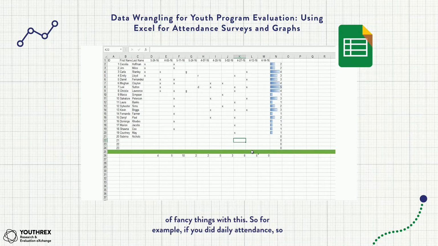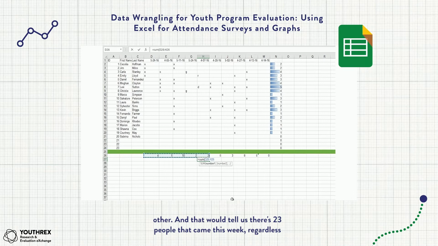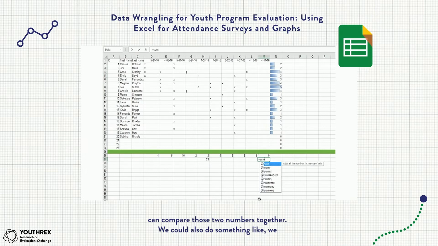So for example, if you did daily attendance, we could just count out, let's say, 5 boxes, and then these 5 boxes together, we could do a weekly total. So we could do equals sum, put them all together, and that would tell us there's 23 people that came this week, irrespective of what day they actually came. We can do that with the next one, and then we can compare those two numbers together.